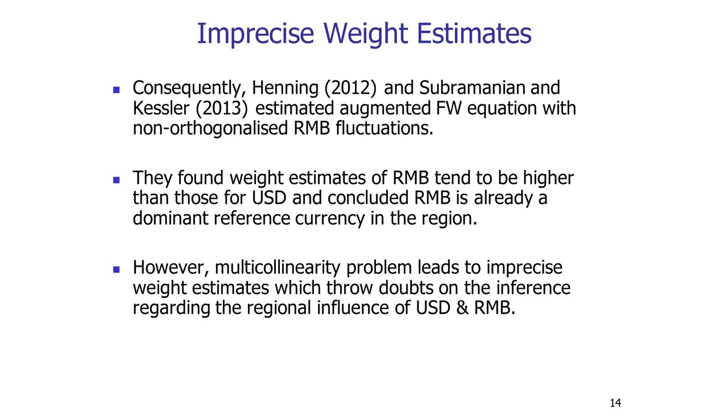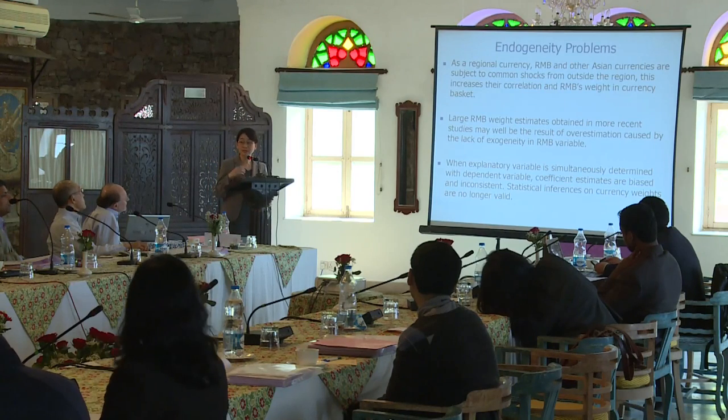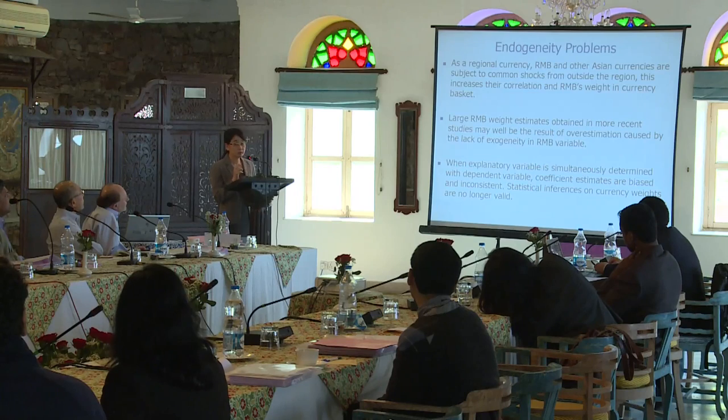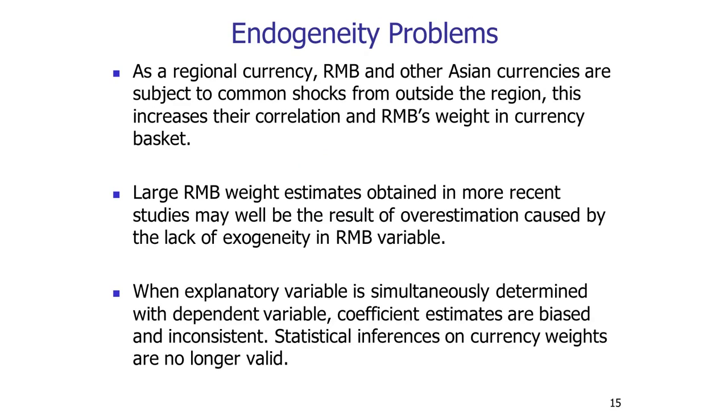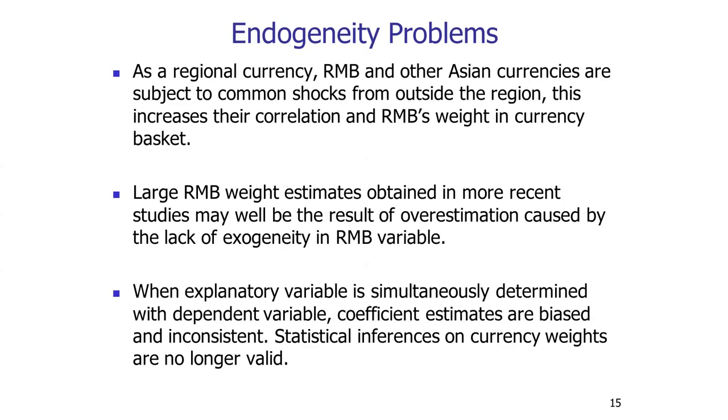That kind of problem will give us imprecise estimates as well as unstable estimates of the weights. There's actually a more serious problem than the multicollinearity problem when we use actual renminbi movements in the Frankel-Wei regressions, and that is endogeneity. Because the renminbi is a regional currency, it, along with the other Asian currencies, is subject to common regional shocks from outside the system. This would cause the renminbi to have a higher correlation with the Asian currencies, which is wrongly attributed to the renminbi having a higher weight in the implicit basket. So it could well be that the large weights that we see in some of the studies could be due to this overestimation caused by the lack of exogeneity in the RMB variable.